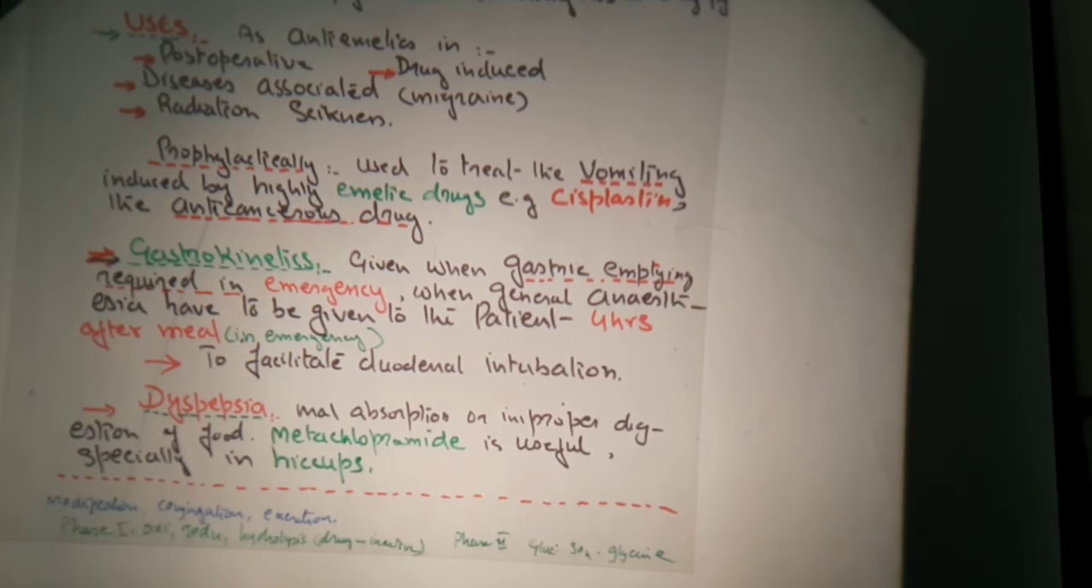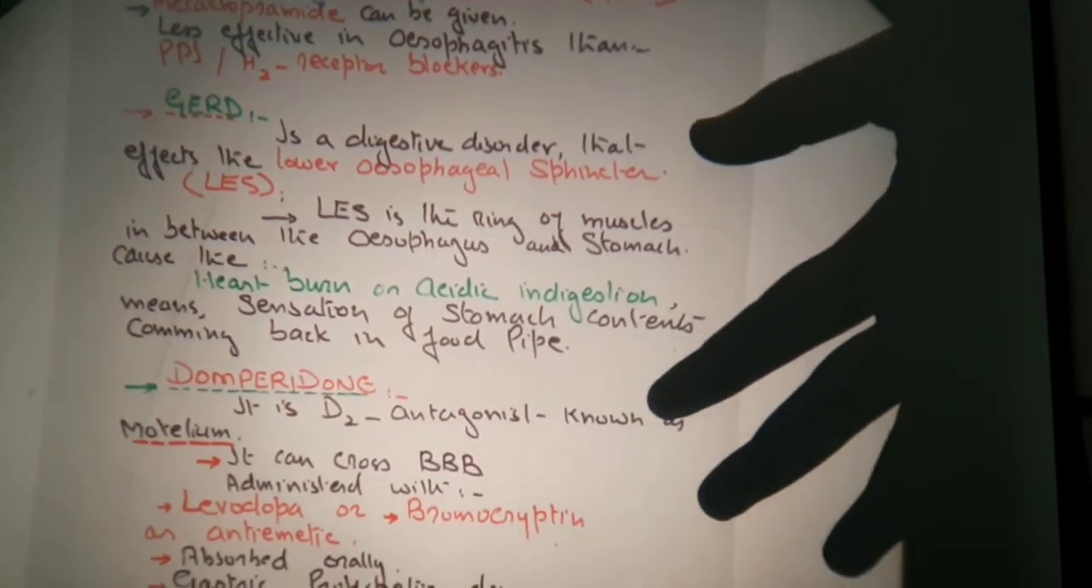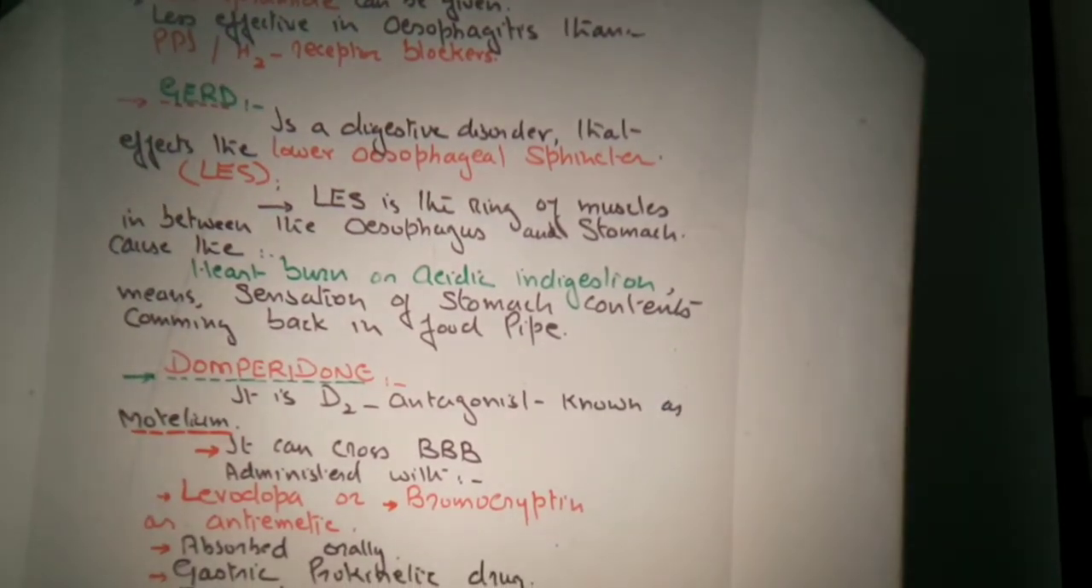Now again, the next is that under the same heading, emetics and antiemetics, we are discussing the antiemetics. Now, gastroesophageal reflux disease. This is another topic. Gastroesophageal reflux disease, which is known as GERD, very important. GERD, gastroesophageal reflux disease. Now, the drug in this case is metoclopramide.